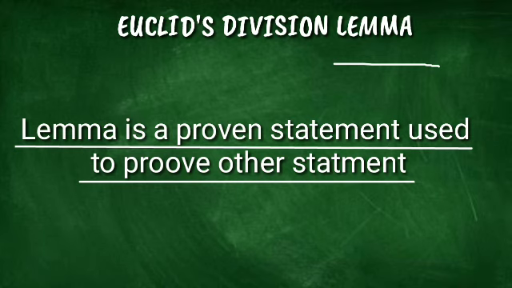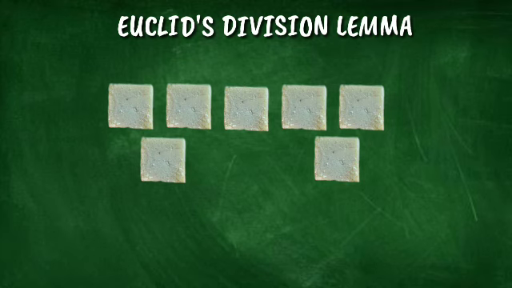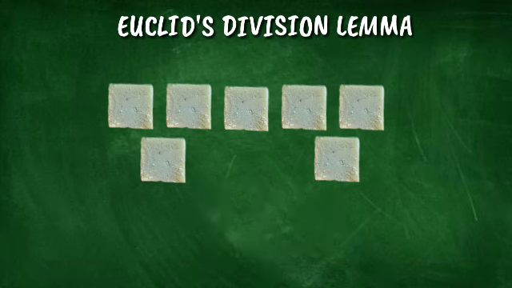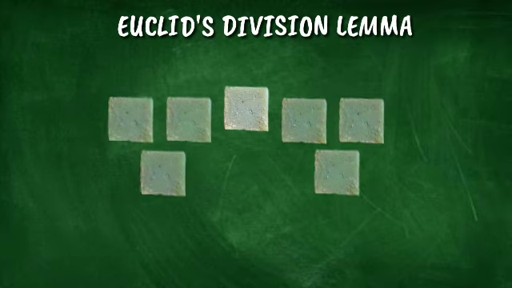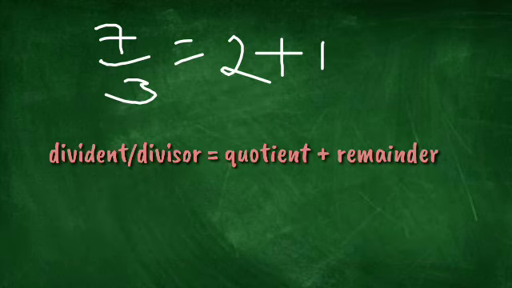A lemma is a proven statement used to prove another statement. In our home we have two guests and also we have 7 pieces of sweets. We need to share 7 sweets equally, but by the common division method we divide 7 sweets into parts. So we get 3 plus 3 plus 1. So 1 will be remaining. Then it can be written as 7 by 3 is equal to 2 plus 1, where 7 is the dividend, 3 is the divisor, 2 is the quotient, and 1 is the remainder.